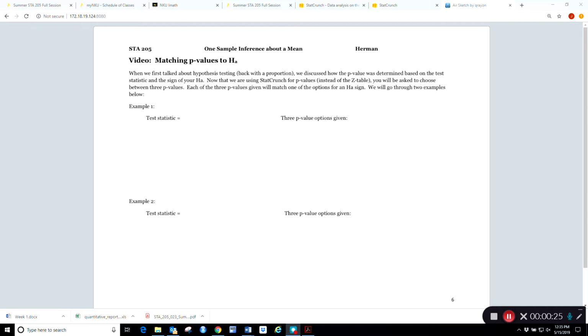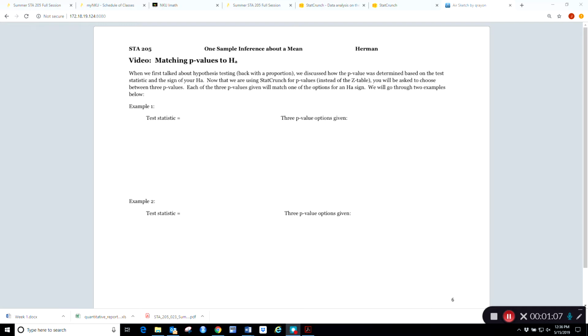Now, the first time we talked about hypothesis testing, we discussed what things we needed to calculate a p-value. We need our test statistic, which in this new case would be our t that we've calculated, and we need the sign of our alternative hypothesis, letting us know if we have a one-tailed test or a two-tailed test, or in a sense, how to draw our picture. So what you'll be given is 3 p-value options, one that matches each possible alternative hypothesis. Sometimes you're going to be asked to match all 3 p-values to the corresponding alternative or to choose the one that goes with the alternative that you have. So we're going to do this through an example.